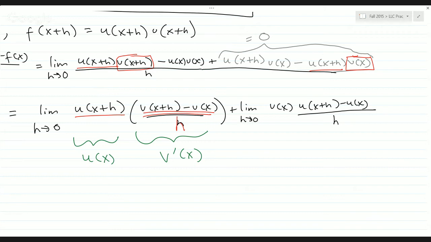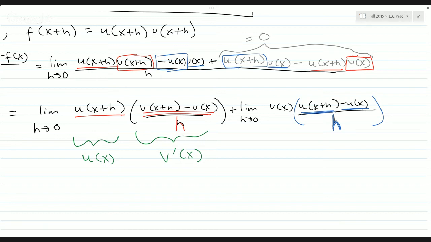What about the other side? Now the other side, a v of x is multiplied to a u of x plus h. So we have a u of x plus h here, and a v of x is being multiplied to a minus u of x. So we have a minus u of x here. All over h. Do you guys see how that happened?